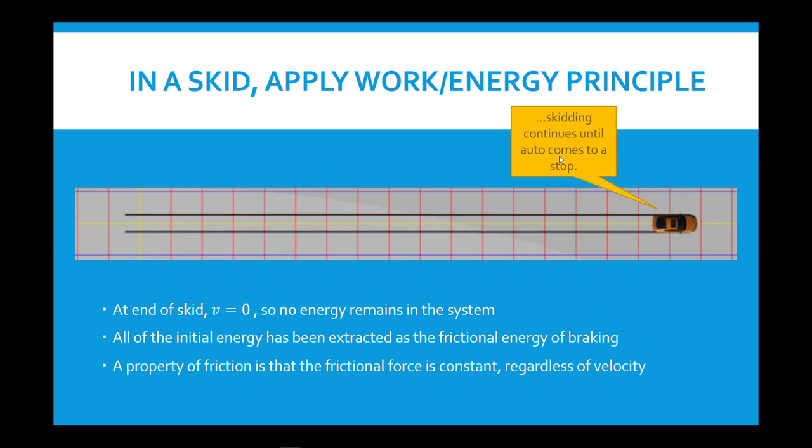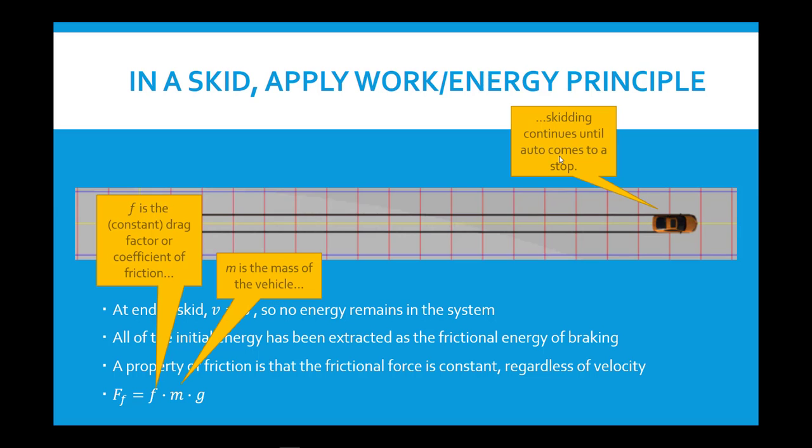One thing that's important to be cognizant of here is that the frictional force is constant. It does not depend upon the velocity of the vehicle, so it does not change during the skid. Here's an expression for the frictional force. The frictional force is equal to f, which is the drag factor. It's the way it's named in accident reconstruction, but in engineering, it's known as the coefficient of friction, times the mass of the vehicle, and then g is the acceleration due to gravity. In the English system, that is 32.2 feet per second squared.